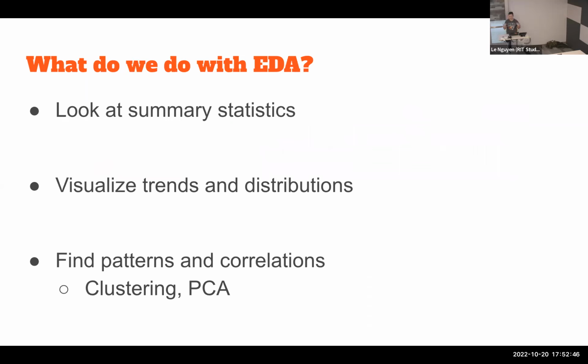The first thing you do when a data set hits you is not go straight to the train test split or just normalize it and go on. You should look at the summary statistics. You should visualize the trends and the distributions, and you should be finding patterns and correlations in your data if they exist.